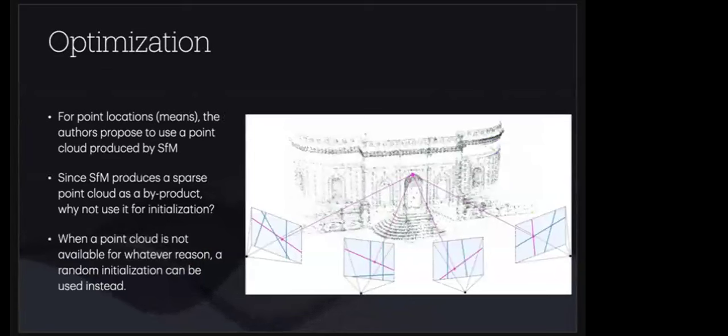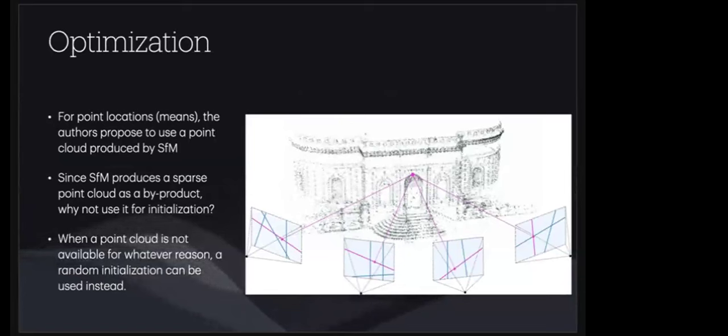So in this case, for point location on the means, the authors propose to use a point cloud which is produced by SFM. Since SFM produces a sparse point cloud as a byproduct, why not use it for initializing? The logic is that for any 3D reconstruction, like NeRF or something more classic, you must know the camera matrices, so you would probably run SFM anyway to obtain those. Since SFM produces a sparse point cloud as a byproduct, we can use it for initializing. That's what the paper suggests as well.